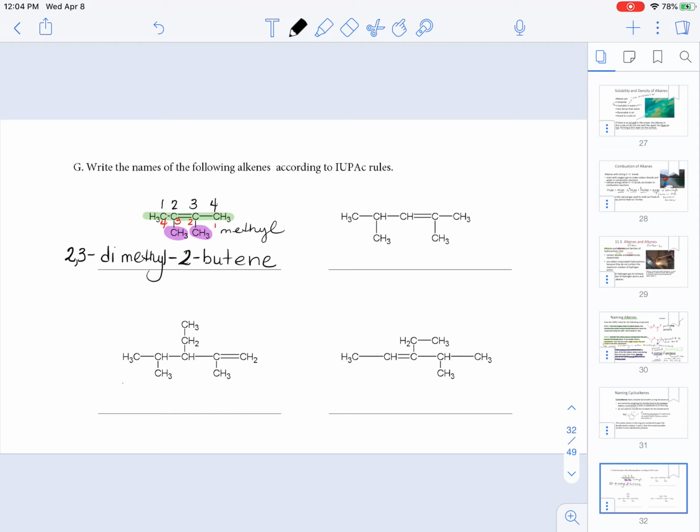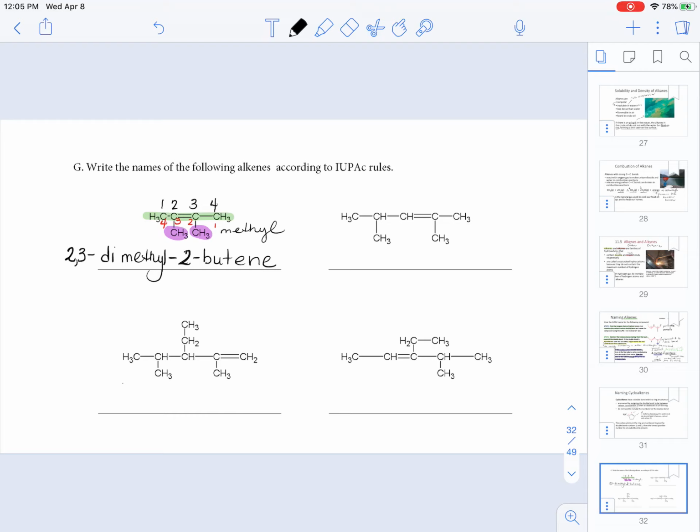Now I'm going to proceed to the molecule on the left side at the bottom. Please remember to practice all of the problems and to double check your answers in the answer key that has been posted on the Canvas site for the course.